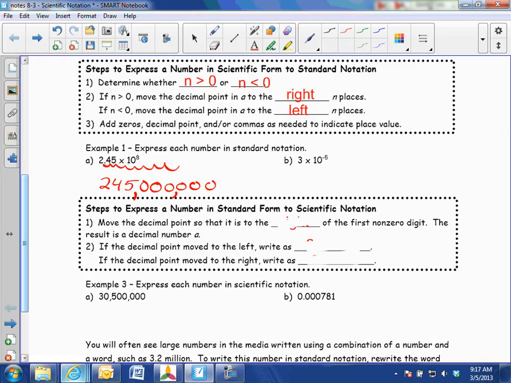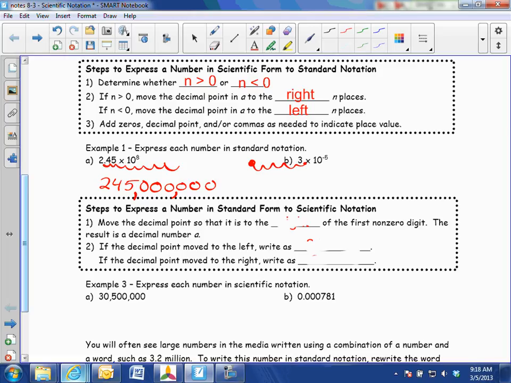Okay, example B. Which way are we moving the decimal place? To the left. Where is the decimal place? It's just 3.9, so it's right behind the 3. So we're going to move it to the left 5 places: 1, 2, 3, 4, 5. So here's my decimal place.